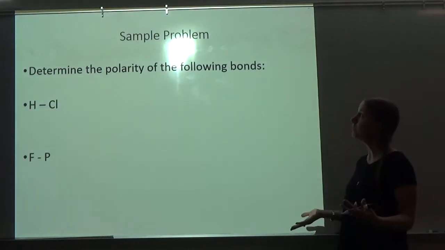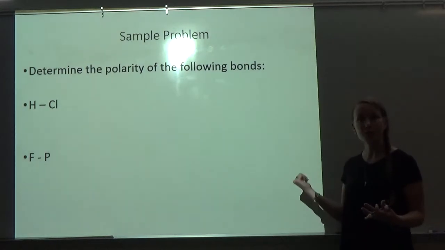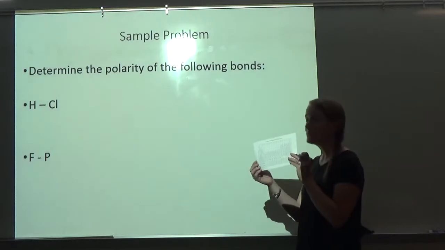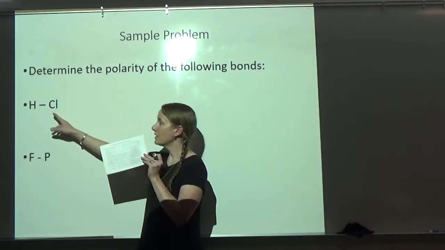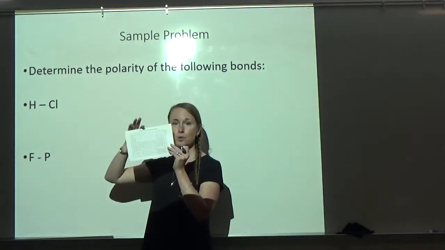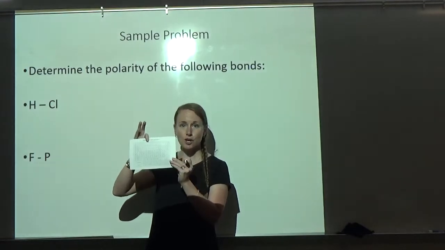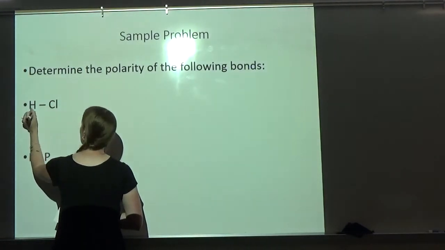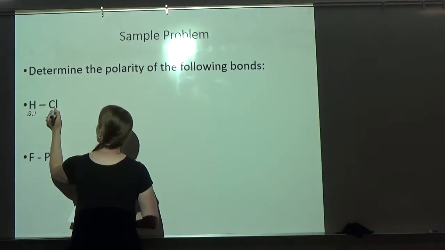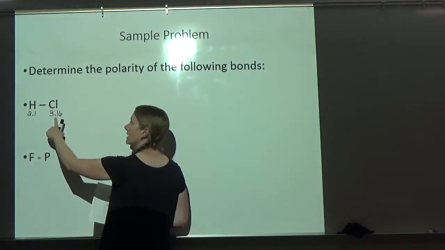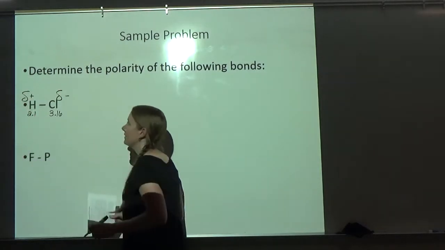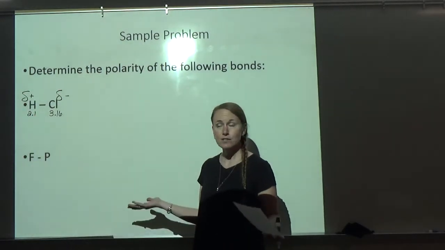So it says determine the polarity of the following bonds. So we're going to do what I just showed you on that slide. Again, the numbers that I'm talking about, you're going to see me write them under each of the elements. These I'm pulling from an electronegativity chart. Alright, so H has an electronegativity of 2.1, Cl is 3.16. The more electronegative element gets the partial negative, and the less electronegative element gets the partial positive. That's all you have to do.